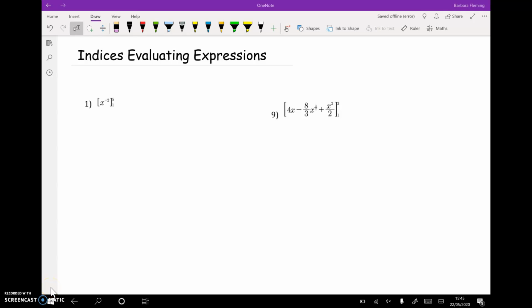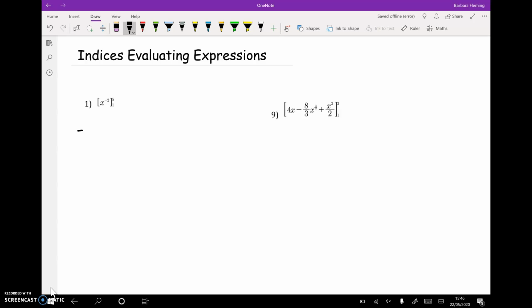In this video, I'm going to work through two of the questions on the Indices Evaluating Expressions worksheet. So this is doing a lot of substitution, and it's going to prepare you for evaluating definite integrals when you come to Higher. So our first question, we have x to the power of negative 2 in your square bracket, and then we've got 5 at the top and 1 at the bottom.